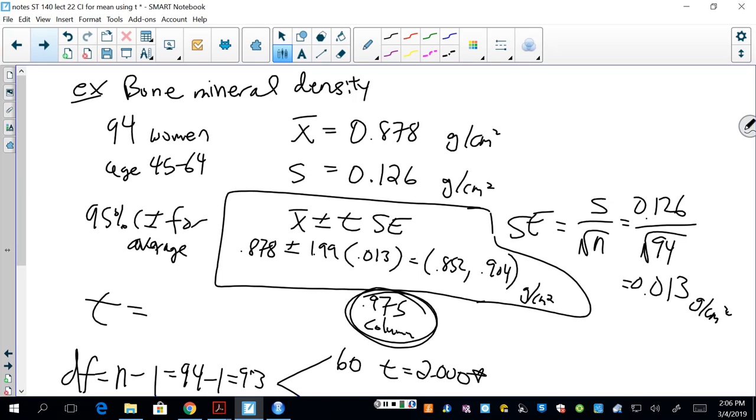So if it's not on the table, right, you can take the smaller value just below, to kind of interpolate for those.